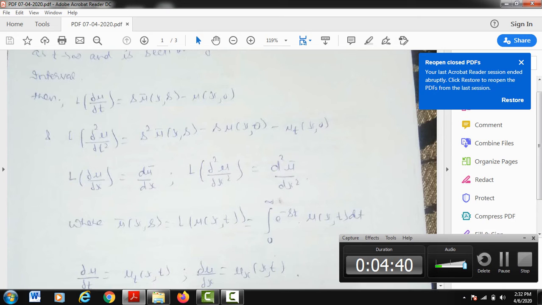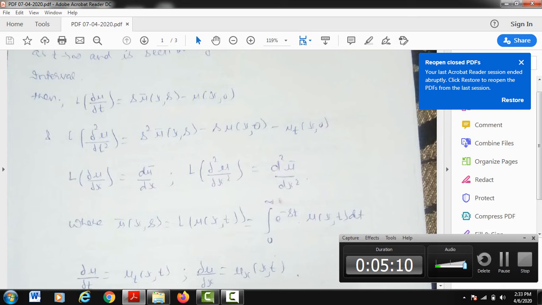When I am using the partial derivative with respect to x, it is simply equal to du bar over dx, and in case of second order it is d²u bar over dx². But students, if we are doing the same thing, first order and second order partial derivative of u with respect to t, then you will use these two terms. Firstly, first order will be equal to s u bar(x,s) minus u(x,0). And in case of second order, you will do like this: s².